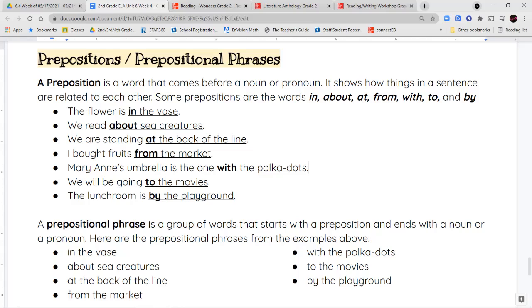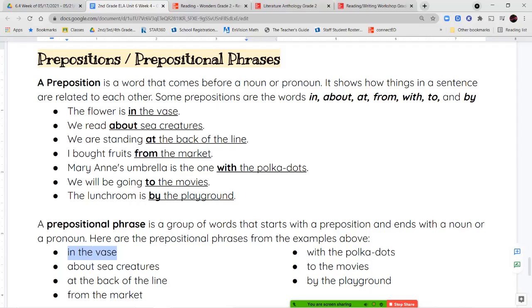So we've looked at some of these words. And we said those are prepositions. A prepositional phrase is the group of words that starts with one of these, with a preposition, and it ends with a noun or a pronoun, and it includes all the words in between. So here are some prepositional phrases from the examples that we talked about in these sentences. So in is my preposition. The vase, all that together, in the vase, becomes my prepositional phrase because it has a preposition, in, and it ends with a noun, which is the word vase.